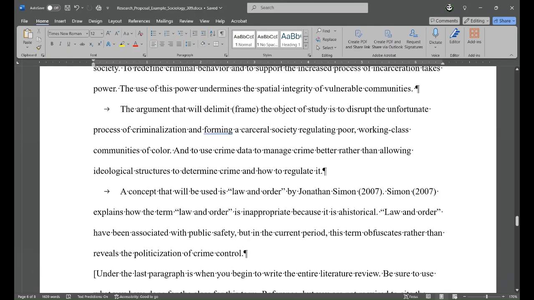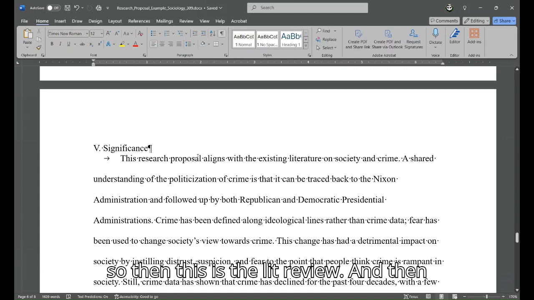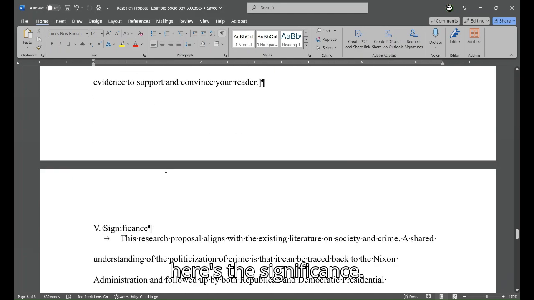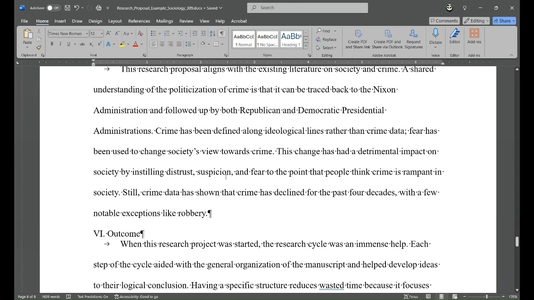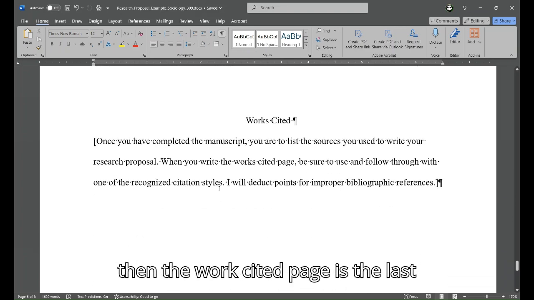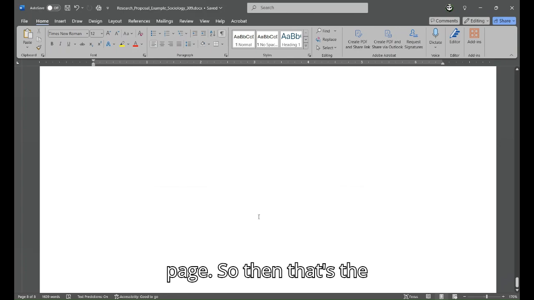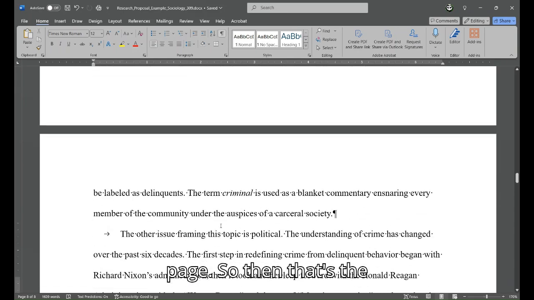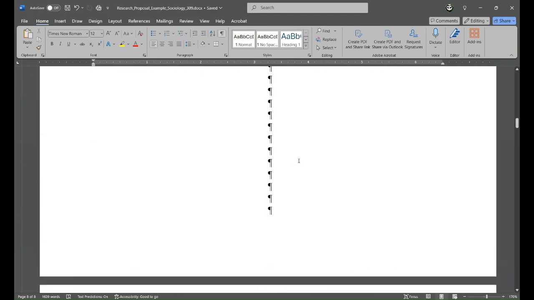Okay, so this is the lit review, and then here's the significance. And then here's the outcome. And then the works cited page is the last page. So that's the 8 pages in total.